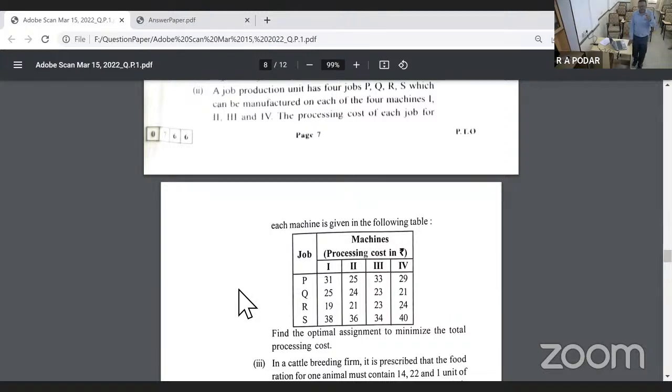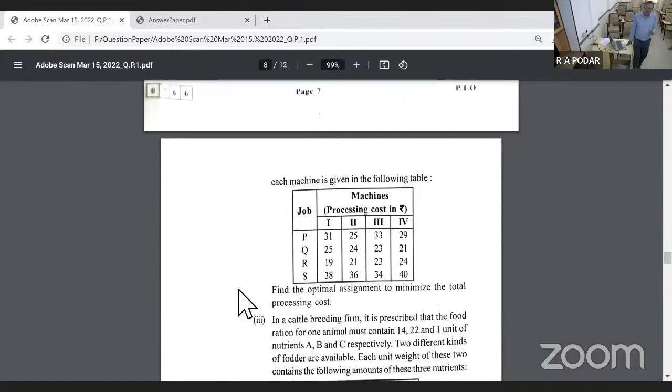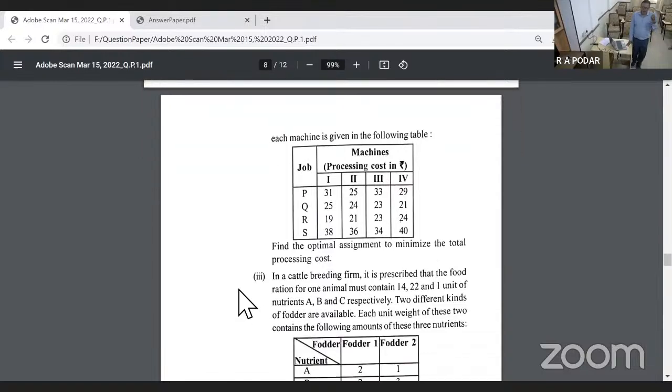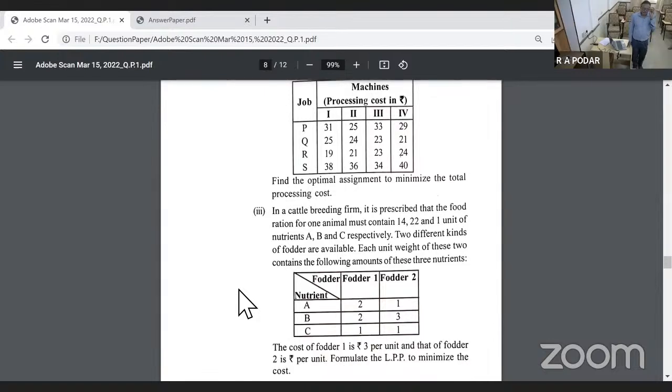Okay, so let us see. This is the minimization problem. Very simple minimization problem. In 5 steps you can get the answer. No problem. For the second question, you can pay your attention: that is the LPP question.